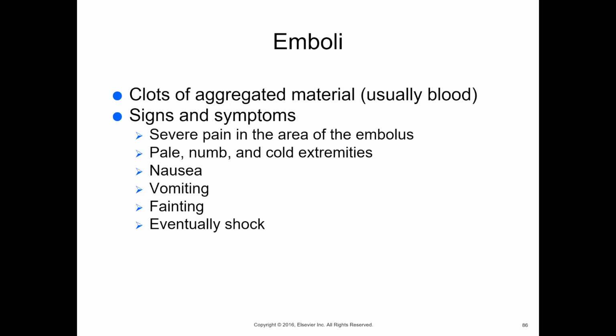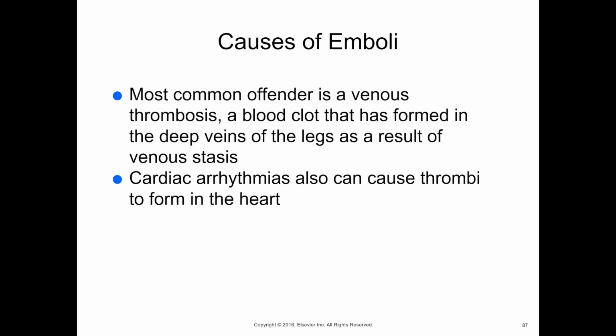Signs and symptoms: you get sudden severe pain related to an occlusion. The patient often goes pale, numb, cold. You might also see your typical MI type symptoms, and you can also have your typical stroke symptoms. The most common cause is a venous thrombosis, a deep vein thrombosis, typically from the lower extremity.